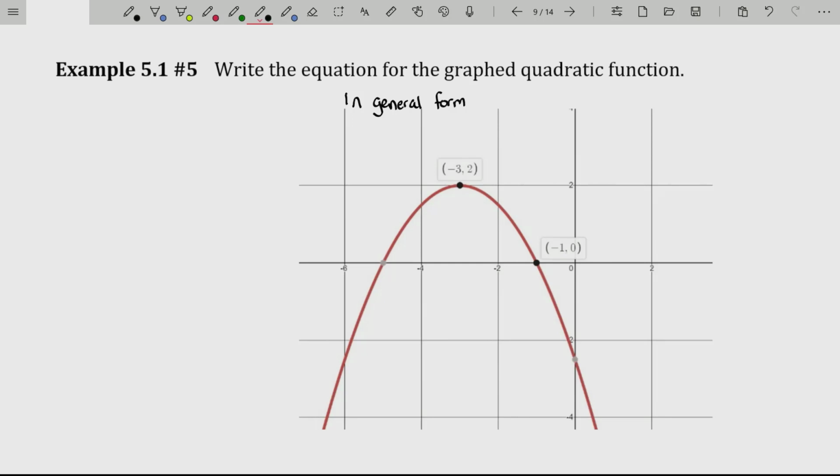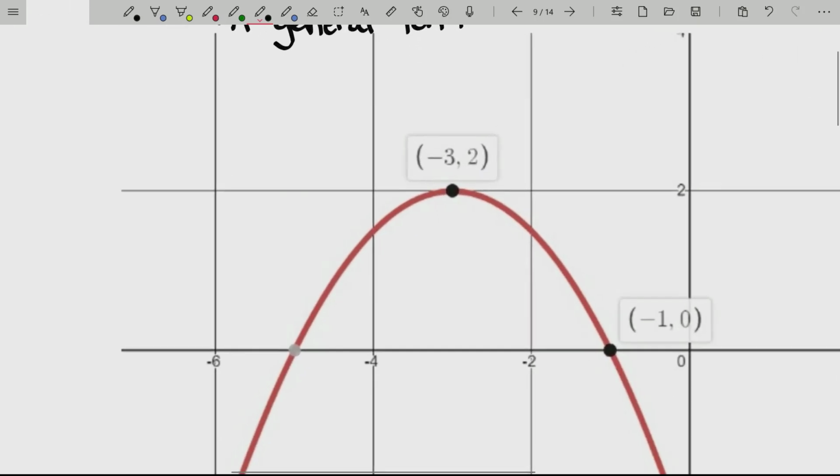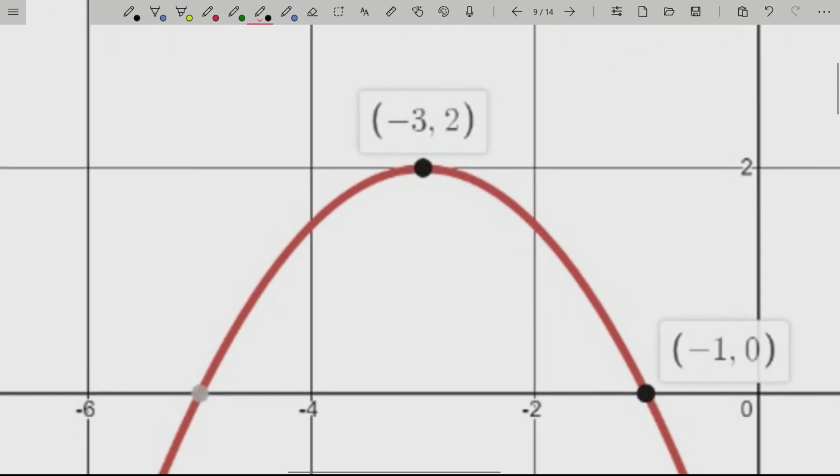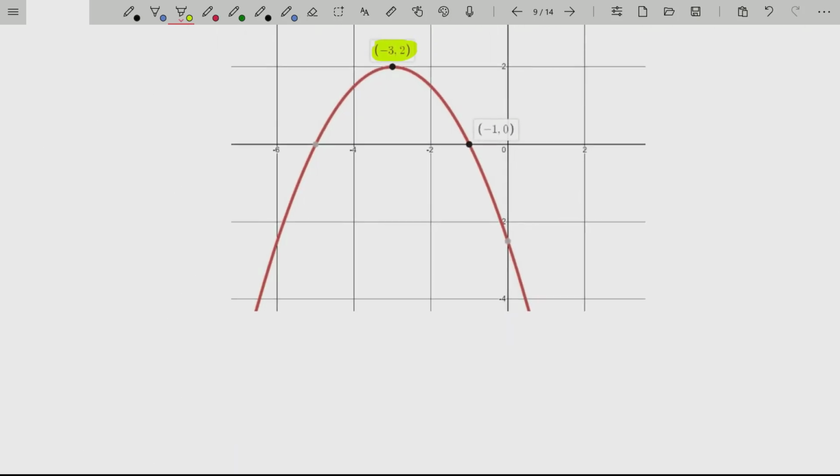So let's see here. I look at the parabola and I identify the shift. Well, that's pretty easy because the vertex will tell us the shift. The vertex is at (-3, 2). So that means that h is -3 and k is 2. h is basically the distance: where did you move the x value for the vertex? And k is where did you move the y value for the vertex?